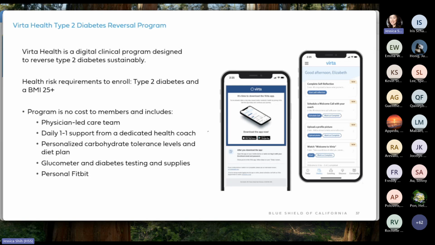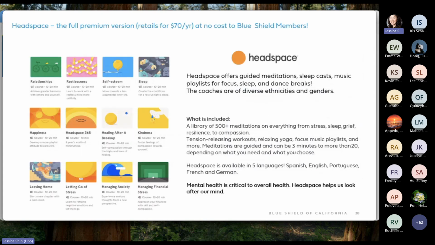Also included in Wellvolution is Headspace. Headspace offers guided meditations, sleepcasts, music playlists for focus, sleep, and dance breaks. The coaches are of diverse ethnicities and genders. It includes a library of 500 plus meditations on everything from stress, sleep, grief, resilience, to compassion, tension releasing workouts, relaxing yoga, focus music playlists, and more. Meditations are guided and can be 3 minutes to more than 20 minutes depending on what your need is and what you choose. Headspace is available in 5 languages, including Spanish, English, Portuguese, French, and German.